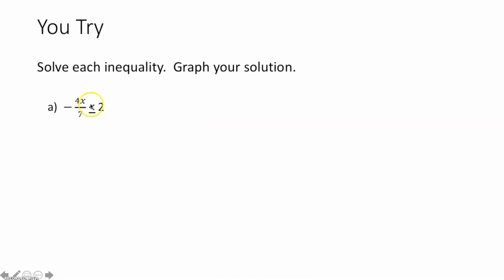Okay, so here, simplify, move, solve. Can we simplify this? No. What about this? No. Next, we move our variables to the left. Done. Next, constants need to go to the right. So this 4 has to go, this 7 has to go, and this negative has to go.